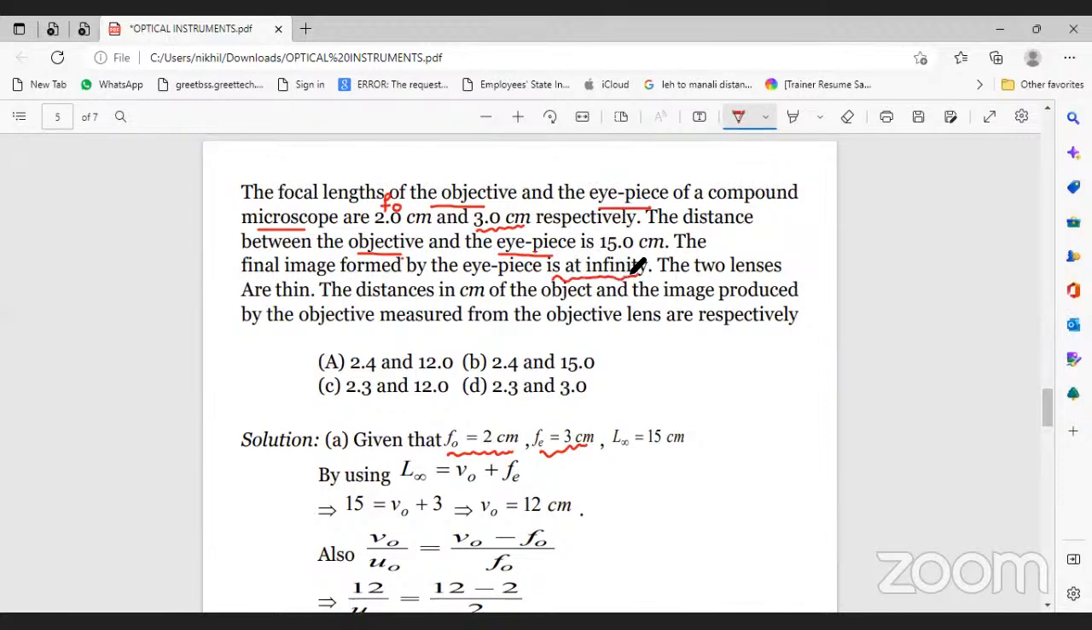When the image is formed at infinity, I told you the length of the tube is V naught plus Fe, right? Yes, sir. Because when the image is formed at infinity, the object should be placed at the principal focus. So the object distance for the eyepiece should be the focal length. So it should be V naught plus Fe. That is the length of the tube when the image is at infinity. So V naught plus Fe should be equated to how much?